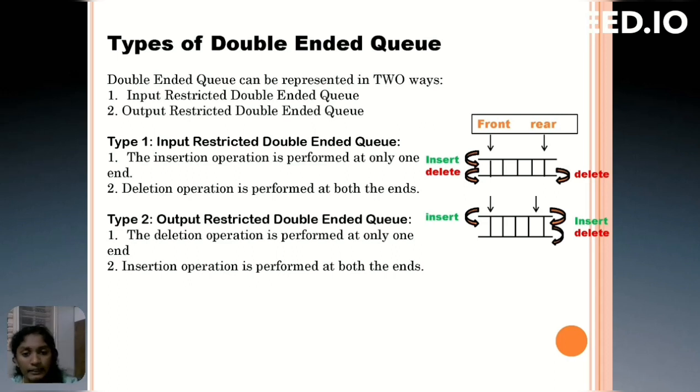And second type, output-restricted double-ended queue. The deletion operation is performed at only one end, and the insert operation is performed at both ends. In the second diagram, we can see that we can insert at both ends and we can delete at only one end.